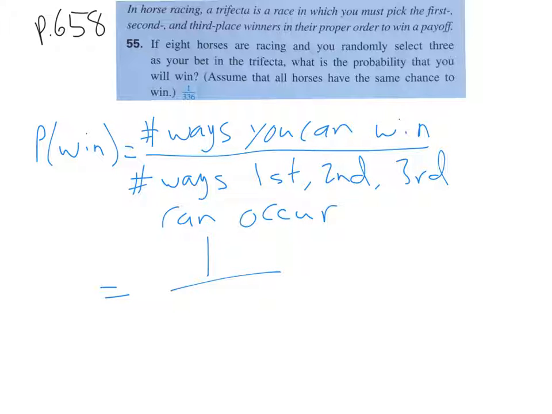Now, divided by the number of ways first, second, and third can occur, well, there are a lot of different ways that can happen, right? Because there's 8 horses. How many different combinations of that can you get, where you get 3 of those 8 horses and you rearrange them in first, second, and third? Well, like we said, the order does matter in this case. I'm going to note that actually.